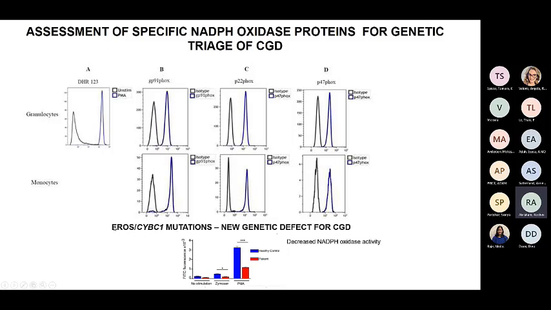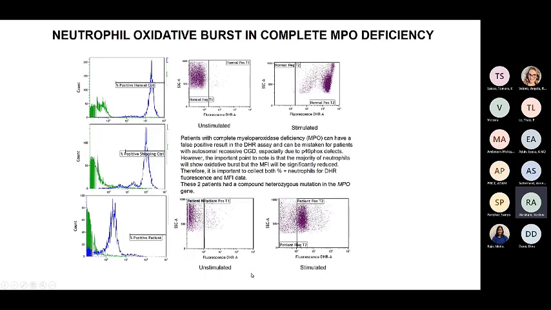And then now we've got a sixth defect associated with CGD due to mutations in the gene CYBC1 encoding this protein EROS. This protein EROS is very important for GP91 FOX functioning. And so if you don't have that, you can wind up seeing reduced but not absent DHR activity to PMA.